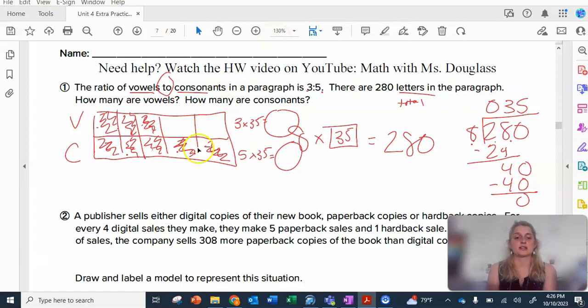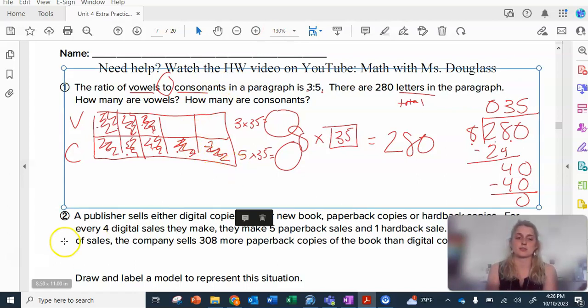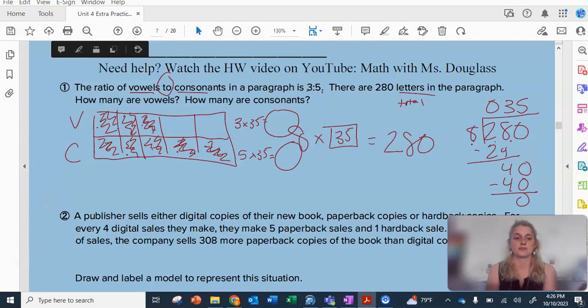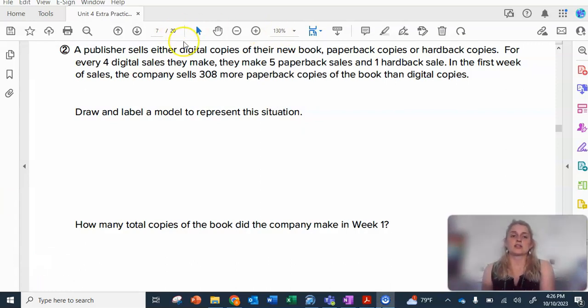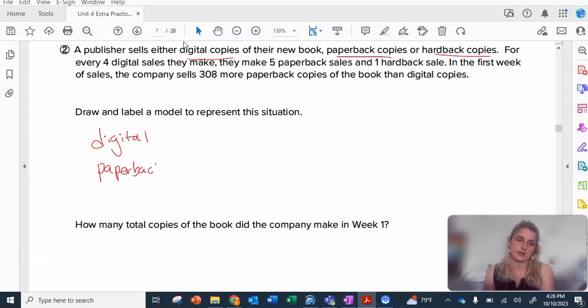A publisher sells either digital copies of their new book, paperback copies, or hardback copies. Oopsie, why am I not scrolling? So that's 3 units. We're going to do a 3-unit digital. That's like if you were reading on your computer or if you have a Kindle. Paperback. Or hardback, also called hardcover.